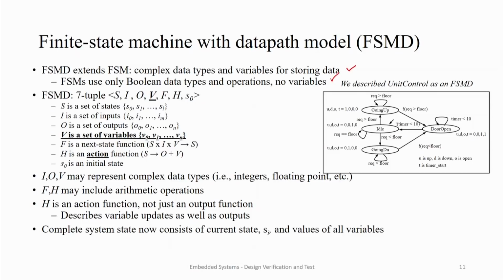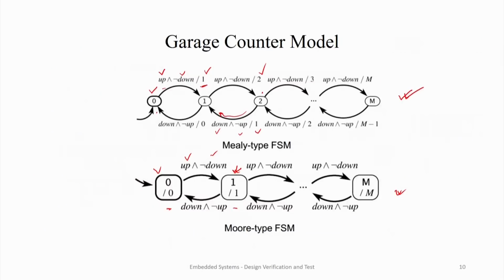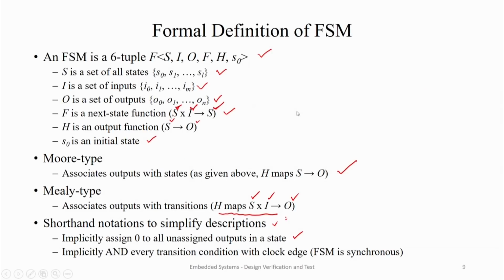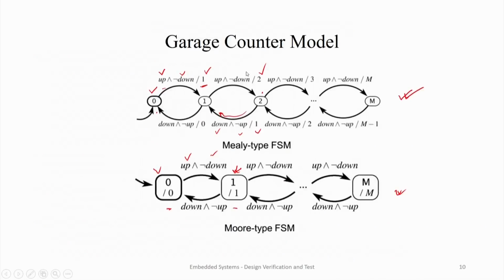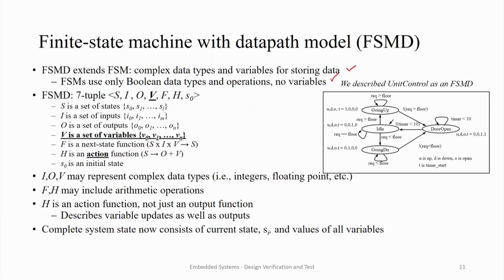So, in our definition of FSMs that we used earlier, we did not have any variables, and all our inputs and outputs were binary. We did not have complex data types. So, these are the two extensions that have been added to the simple FSM for better modeling of embedded systems.